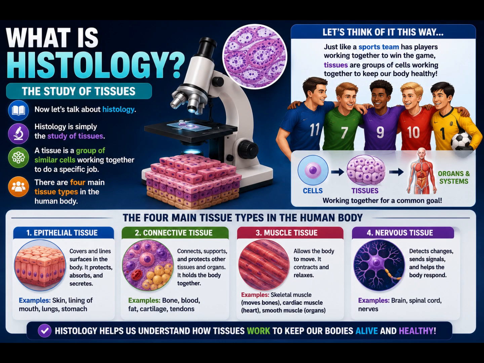Now let's talk about histology. What is histology? Histology is simply the study of tissues. A tissue is a group of similar cells working together to do a specific job. Just like a sports team has players working together, tissues are groups of cells working together. There are four main tissue types in the human body. Let's look at each one.